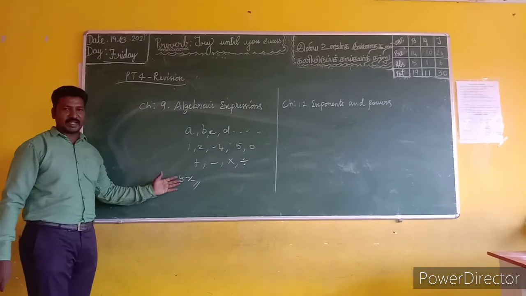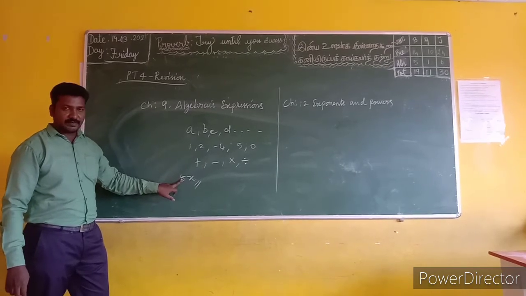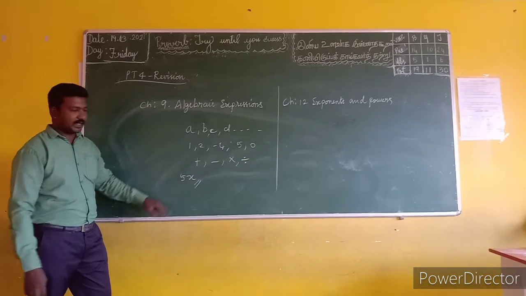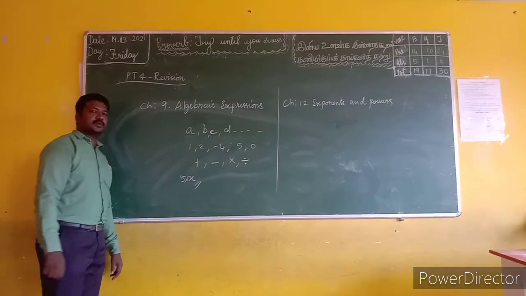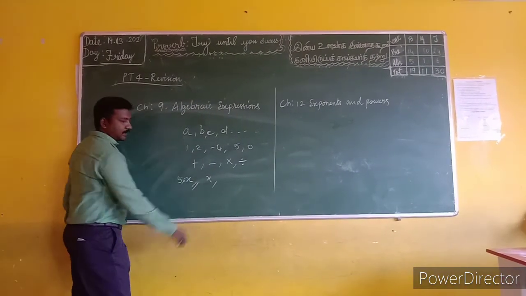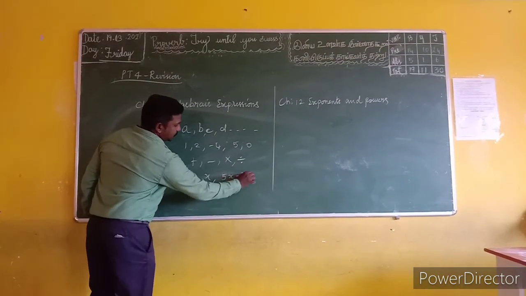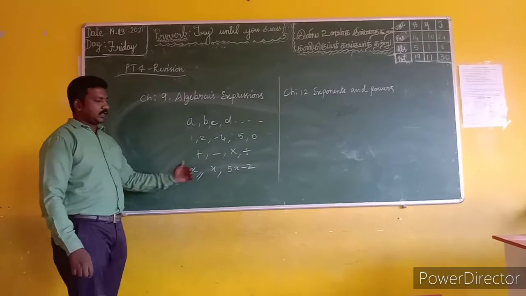So what are the things here? Variable is there, constant 5, numerical value is there, and also operator. What kind of operator here? Multiplication. 5 into x, 5x. So you can choose any n number of examples for that. x is one expression. 5x minus 2. So these are the examples for expressions.